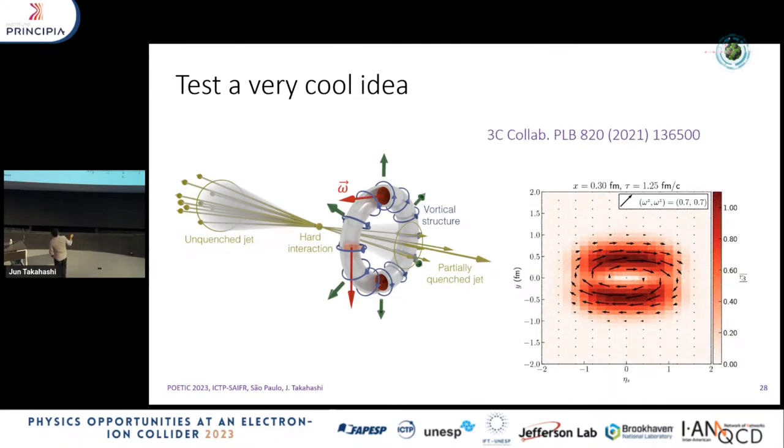And so this is a picture of the vorticity again, now looking at this transverse plane to the jet. So the jet is coming out of the screen here, and you see nicely the vorticity here. And we can use this vorticity. This vorticity will generate an alignment of the particles with the vorticity, of the spin of the particles. So we would have polarization due to this vorticity.